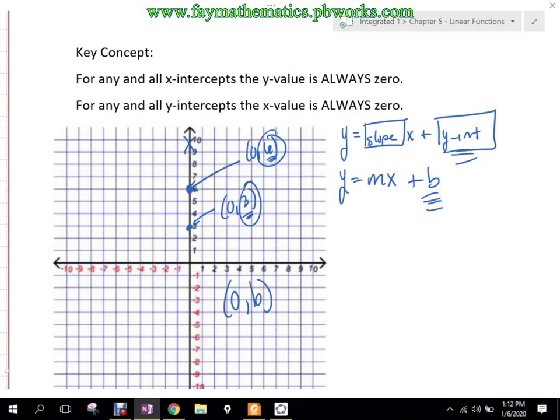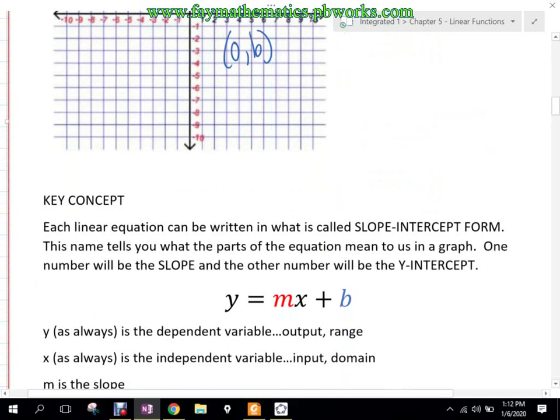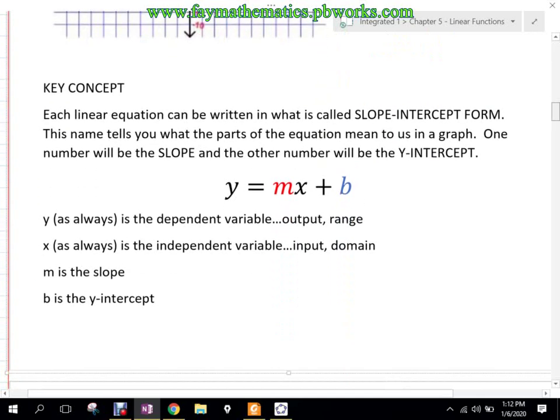All right. Now I know you have some experience with this stuff. I like to make sure we all start kind of at ground zero. We all have the same level of understanding before we start doing examples. Okay, so this is the last key concept we want to talk about before we start doing examples. It says each linear equation can be written in the slope-intercept form.